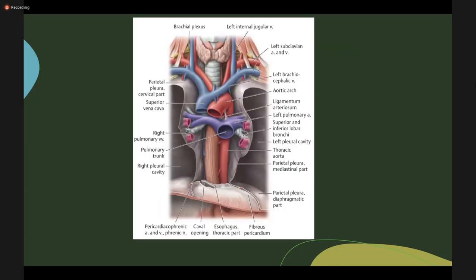Okay, guys. So now, you're looking at the posterior mediastinum. Are we fine? So these are the structures present in my posterior mediastinum. The heart has been removed, and from the sides you're looking at the lung fields. The lungs live here. These are the pleura. And these are the structures present in my posterior mediastinum.